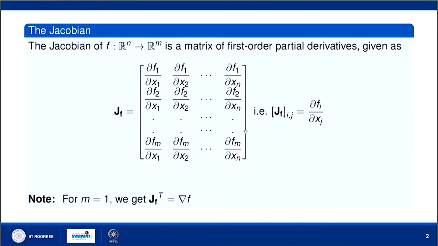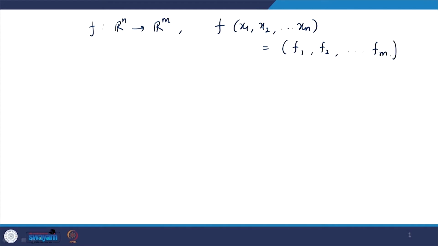Let the function be from Rn to Rm. So, how can we define Jacobian? Here the function is from Rn to Rm, so that means we have n input variables x1, x2 up to xn, and we have m output variables f1, f2 up to fm. Here the Jacobian of f is basically a matrix.